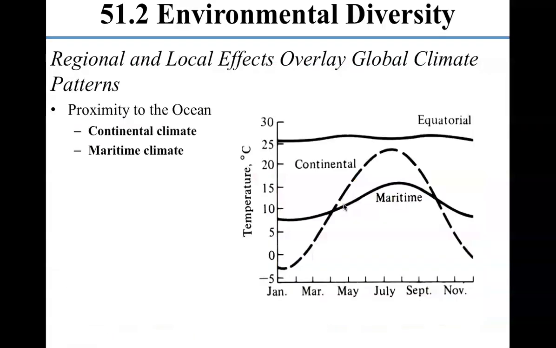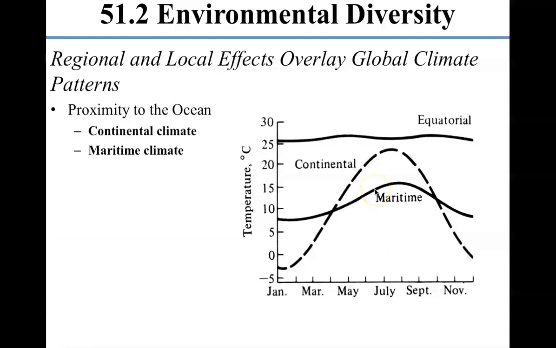All right, we also have different climates based on proximity to the ocean. So there are continental climates and maritime climates. In the graphic, you can see them both represented. Here we are, June through November, in the northern hemisphere. Continental climates have warm summers and cold winters. Maritime climates also have a summer that is warmer than the winter, but you see the difference isn't as great. All right, why is that?